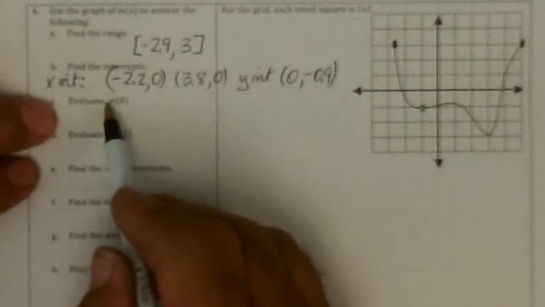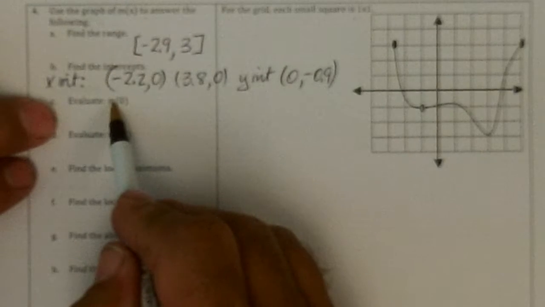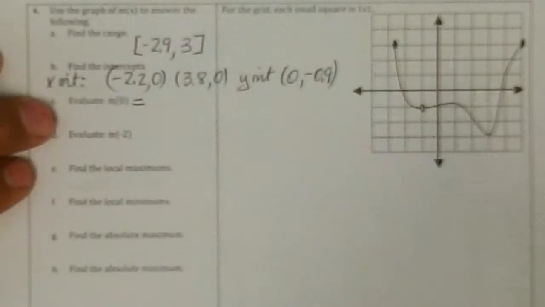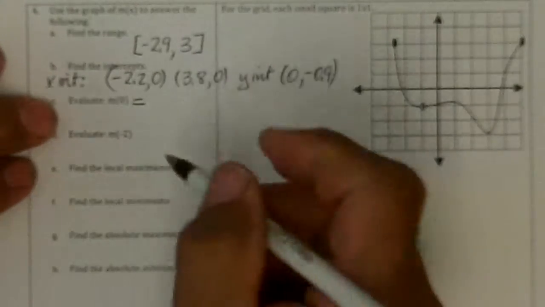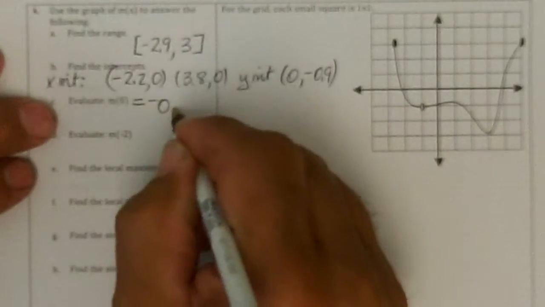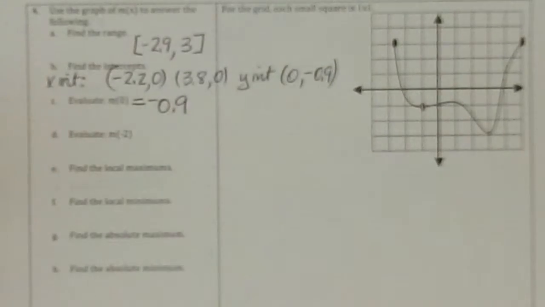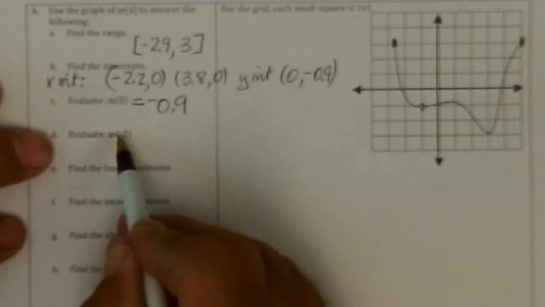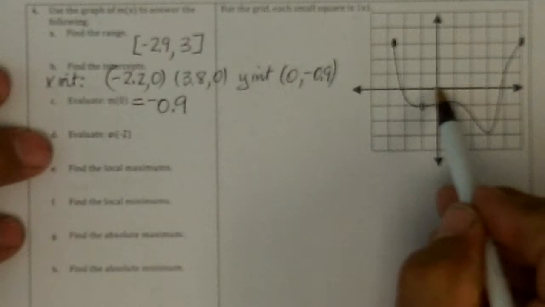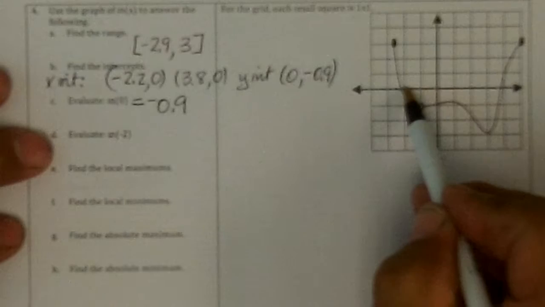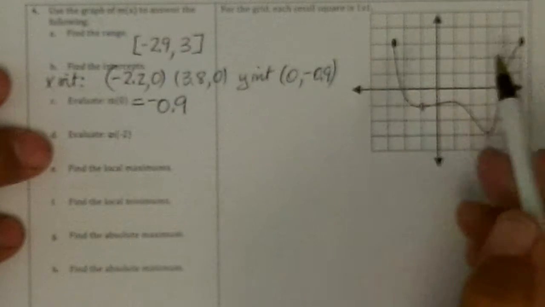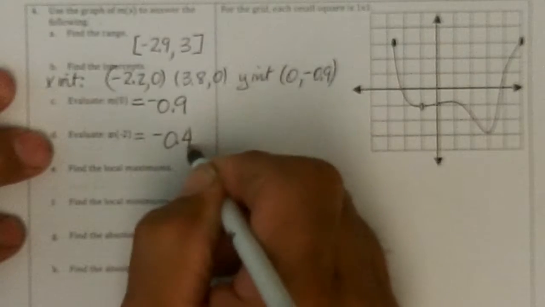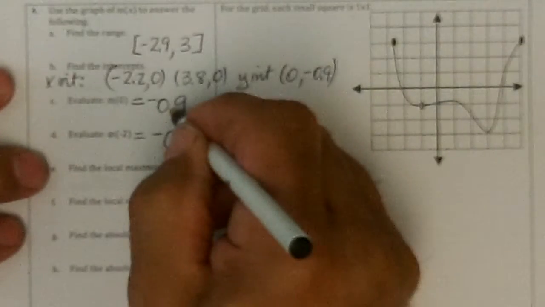Evaluate the y value of the function when x is 0. So we want the y value at 0. Well, that's -0.9. That's all I have to write, the y value. It says the y value when x is -2. When x is -2, the y value is about -0.4. Again, if you were close to that value, I give you credit.